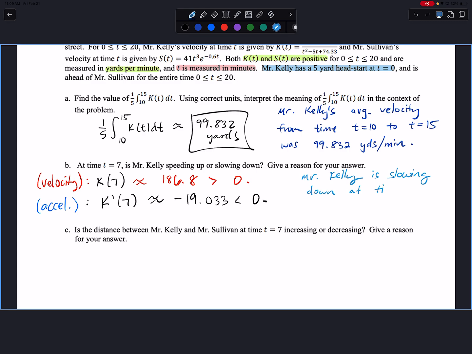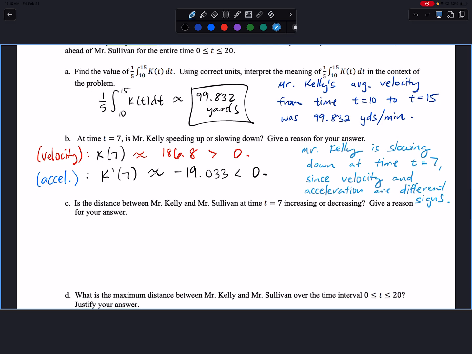At time t equals, what is it? 7. Since velocity and acceleration are different signs. Okay. All right, I'm going to pause here.